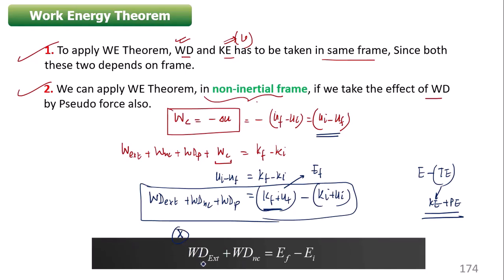In this equation I am omitting the work done by the pseudo force. If the work done by the pseudo force is included, then you have to add one extra term. So this is another form of the work energy theorem, where work done by external force plus work done by non-conservative force equals the change in mechanical energy, E final minus E initial, the total mechanical energy.